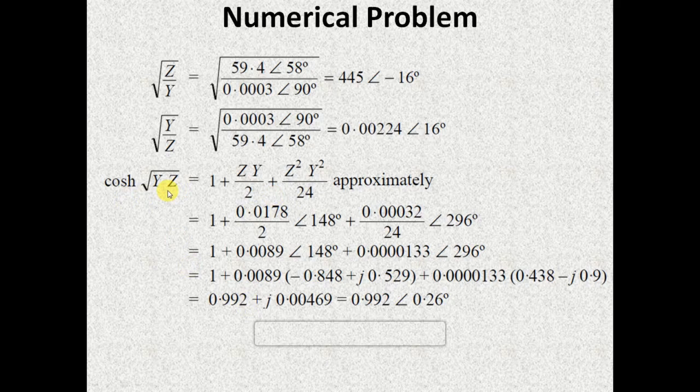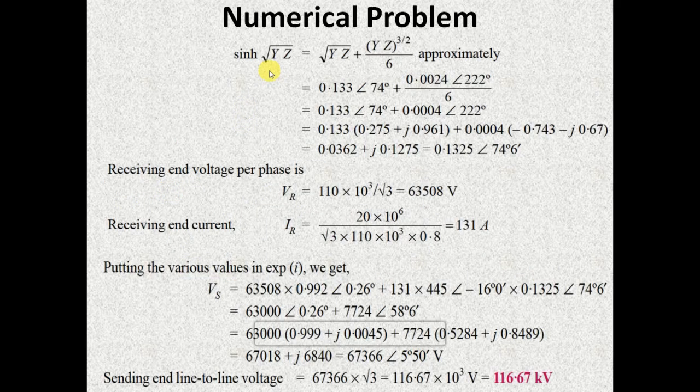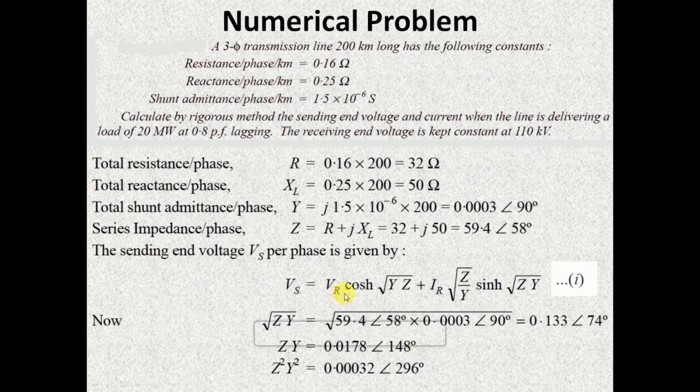Similarly, we can determine the value of sinh square root of YZ. The expansion for sinhx is x plus x cube by 3 factorial plus x raised to 5 by 5 factorial plus x raised to 7 by 7 factorial. While approximating, we will consider only the first two terms, that is x plus x cube by 3 factorial. 3 factorial is actually 6. So we will be able to obtain the value of sinh square root of YZ as 0.1325, angle 74 degrees 6 minutes. Now we know all the values of VR, IR, cosh square root of YZ and sinh square root of YZ.